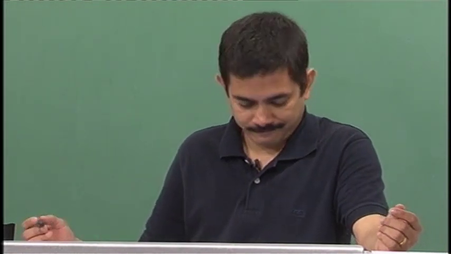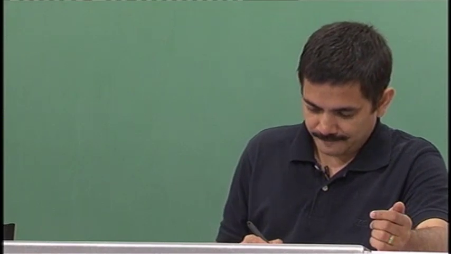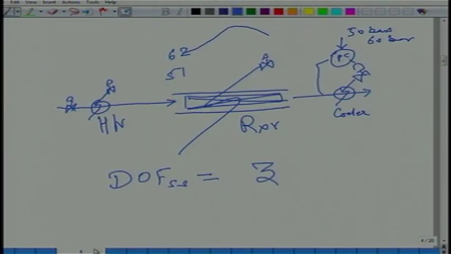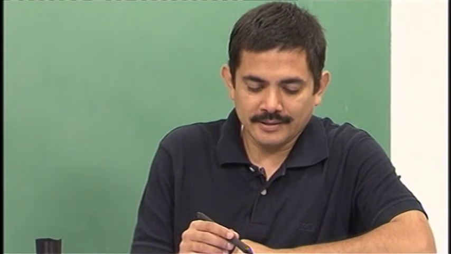Now let us take a process. Let us take a complete process. Okay. And we will probably take the simplest, 3 is also drawn, 4 is also drawn, 5. Okay. Let us take a simple, I do not know, A plus B goes to C type of process. So here is a CSTR.